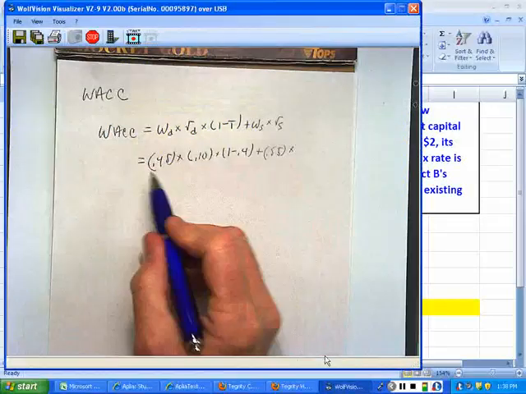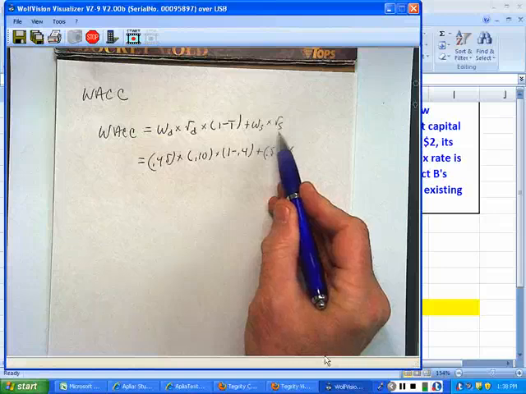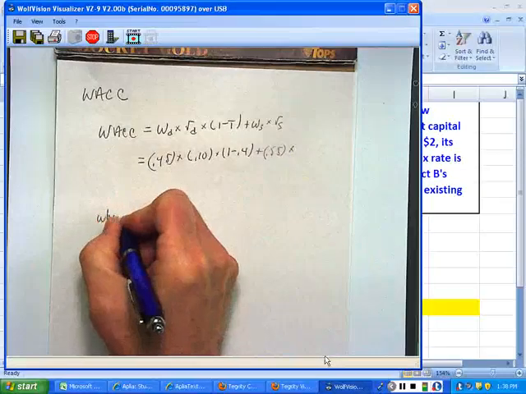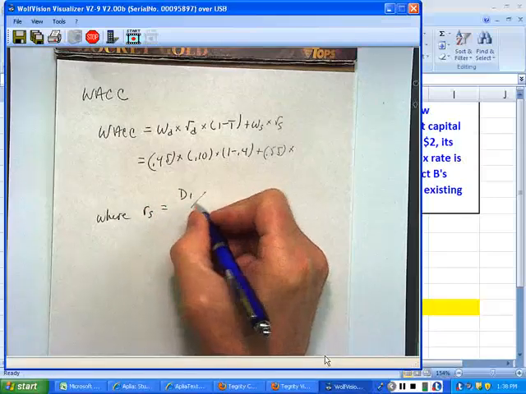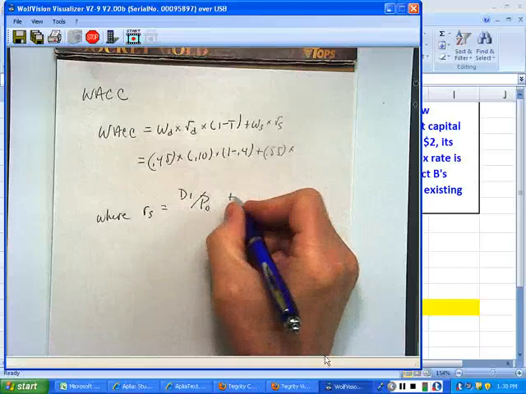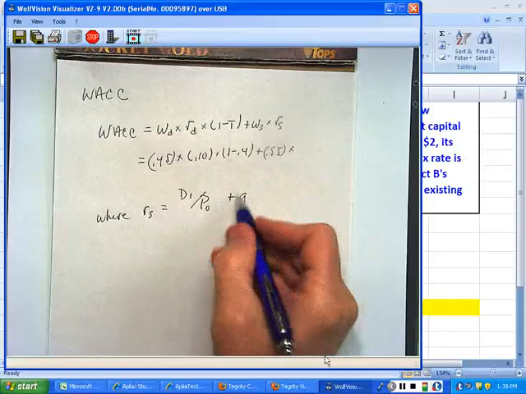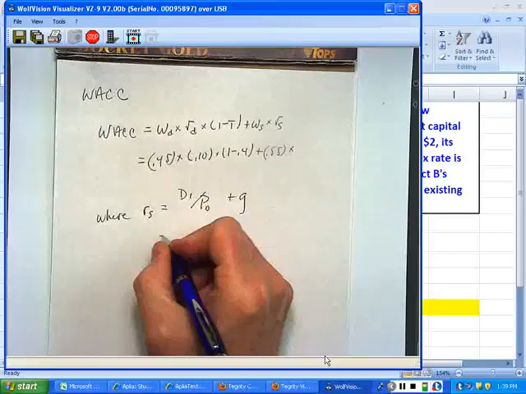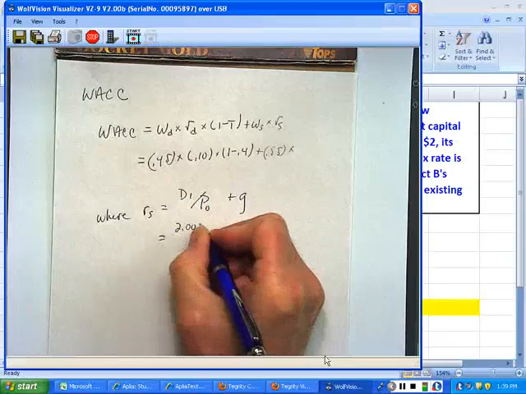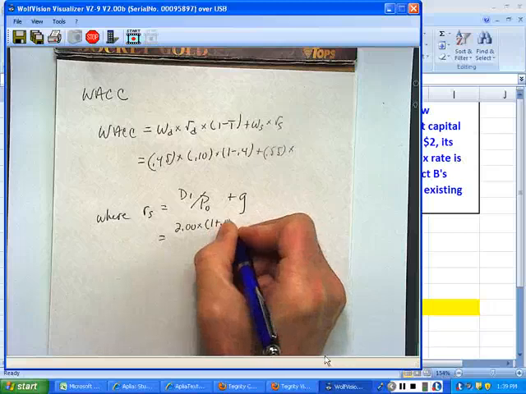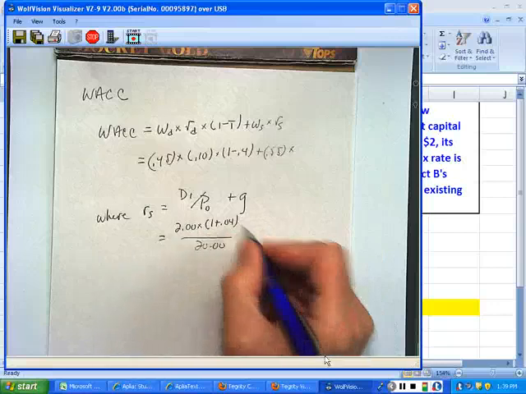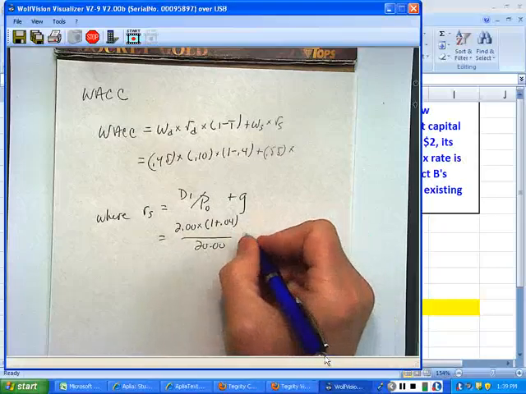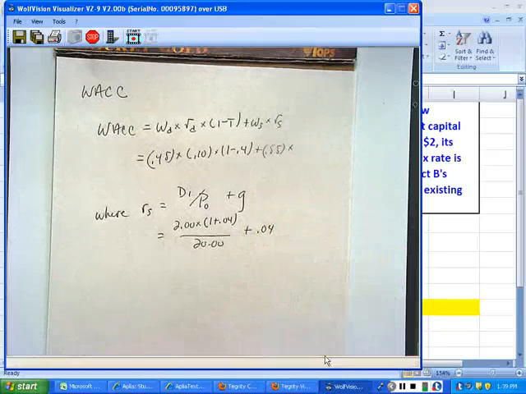So, just substituting everything in, we need to know what R sub S is. We've got R sub S from our constant growth model as the dividend at the end of the period relative to the price at the beginning of the period plus the growth rate. Well, you've got a 4% growth rate, and the dividend at the end of the period is the $2 that just happened times 1 plus this growth rate. We're going to look at that relative to the $20 price. So you have $2.08 divided by $20. And we'll add to that the 4% overall growth rate.